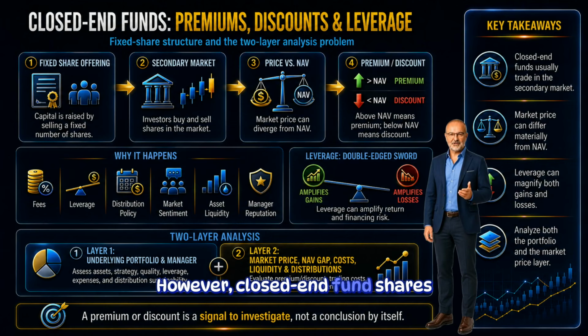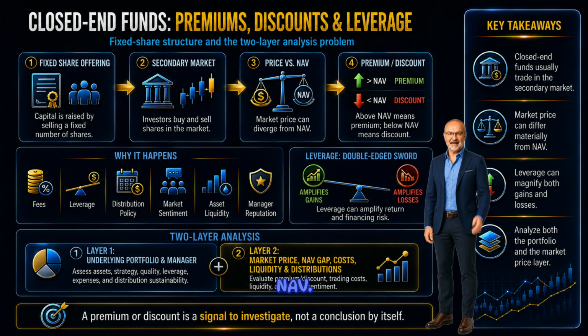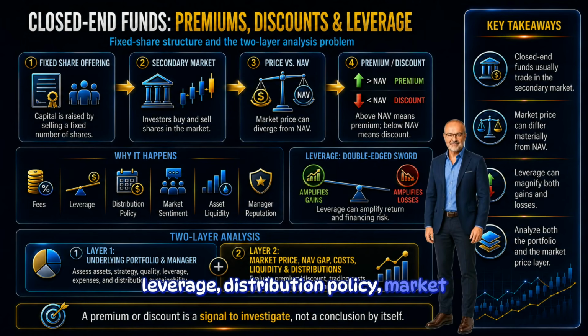However, closed-end fund shares trade at market prices, and those market prices can differ meaningfully from NAV. When the market price is above NAV, the fund trades at a premium. When the market price is below NAV, it trades at a discount. A discount doesn't automatically mean the fund is cheap. A premium doesn't automatically mean the fund is too expensive. The analyst must ask why the premium or discount exists. It may reflect fees, leverage, distribution policy, market sentiment, manager reputation, asset liquidity, or concerns about future performance.